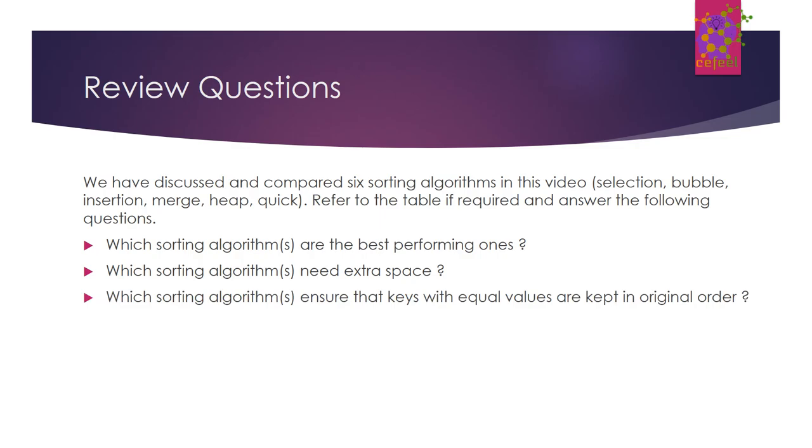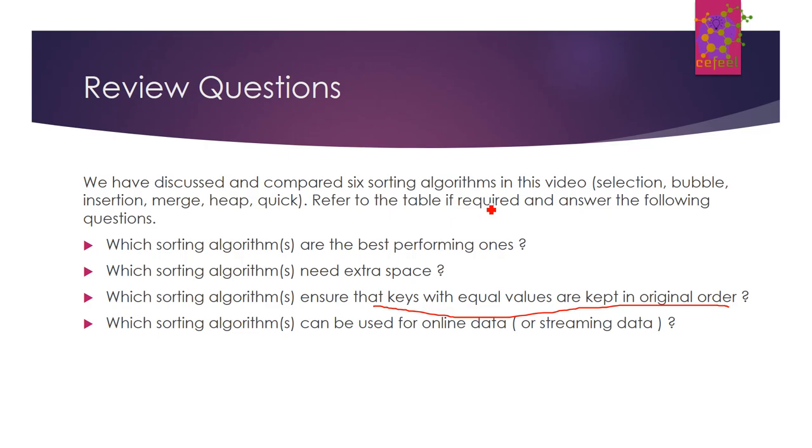The next question is, which sorting algorithms ensure that keys with equal values are kept in original order? Now remember, there is a specific classification strategy that is named for this, which means this is a special property of sorting, which I won't say now. If you haven't followed, please go back and see the table. Then, which sorting algorithms can be used for streaming data or data that comes online, which means data where I haven't seen the entire data, but I only have partial access to data, and data is constantly coming in one by one.